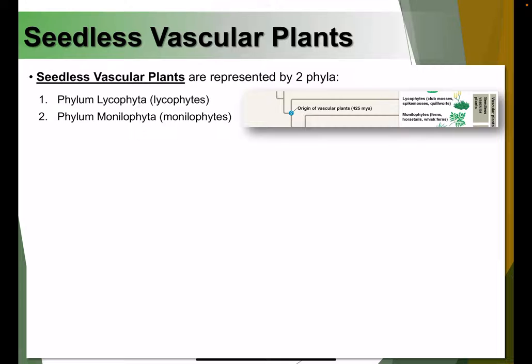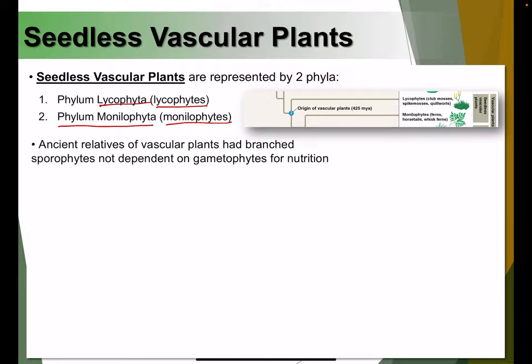They are represented by two phyla, which is the phylum Lycophyta, commonly known as Lycophytes. And then the second is phylum Monilophyta, which is commonly known as Monilophytes. Contrary to bryophytes, ancient relatives of vascular plants have branched sporophytes that are not dependent on gametophytes for nutrition.